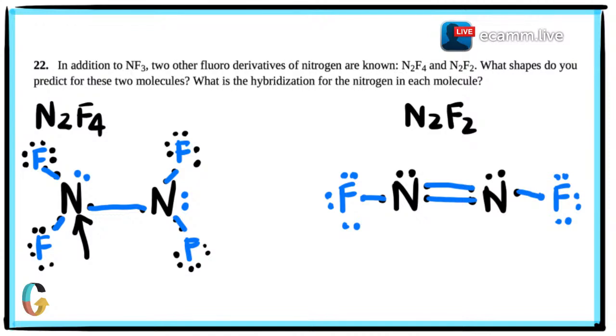Oh yeah, that's right, Yara. It's SP3. There's 4 things around here. 1, 2, 3. There you go. And 4. Look at you guys. So SP3. And then if you do this, they look identical. So they have to be the same hybridization. So this one would also be SP3.